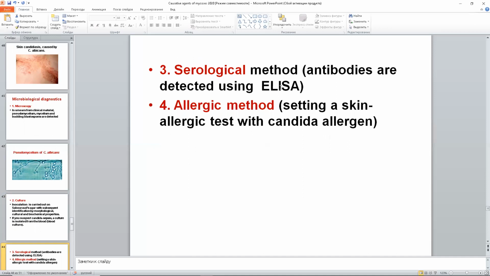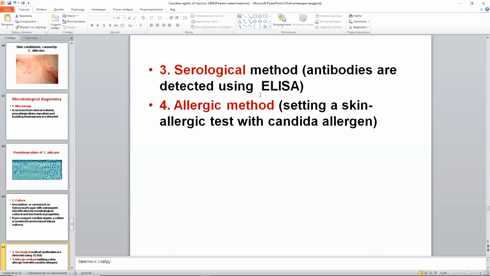And because Candida is sometimes detected in healthy people, it is better to use a few samples of blood serum taken at intervals of 1 week, for example, or 10 days. And if the patient really has candidiasis, it is possible to detect an increase in the titer of antibodies, like in paired sera. Those are used in bacteriology and virology.